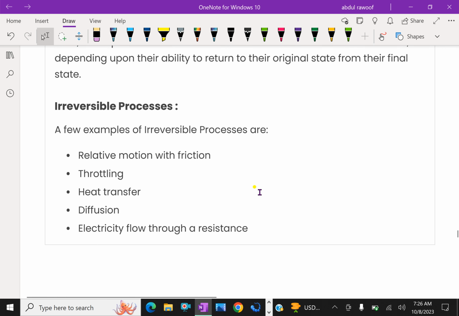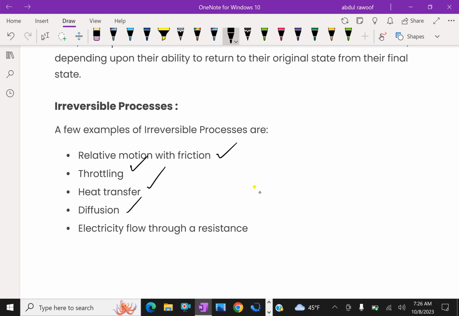Some examples of irreversible processes: relative motion with friction, throttling, heat transfer, diffusion, and electricity flow through a resistance. An irreversible process is one in which heat is transferred through a finite temperature difference. Now, irreversibilities are of two types. External irreversibilities are associated with dissipating effects outside the working fluid, for example, mechanical friction occurring during a process due to some external source. Internal irreversibilities are associated with dissipating effects within the working fluid, for example, unrestricted expansion of gas, and viscosity and inertia of the gas. These are the examples of irreversible processes.